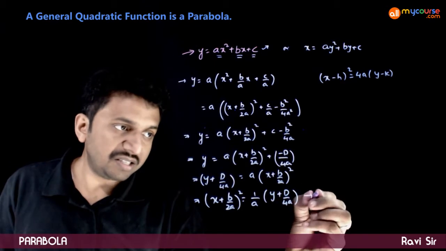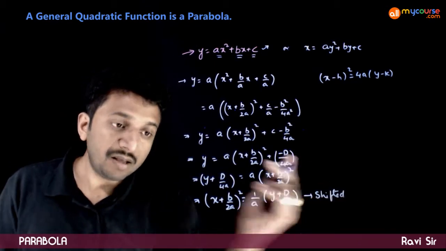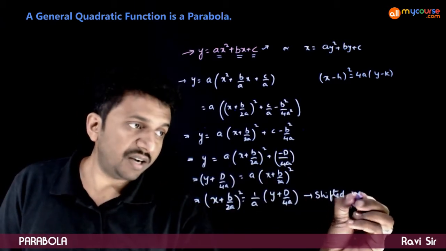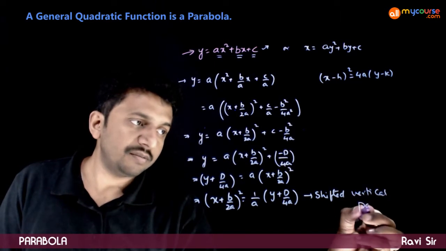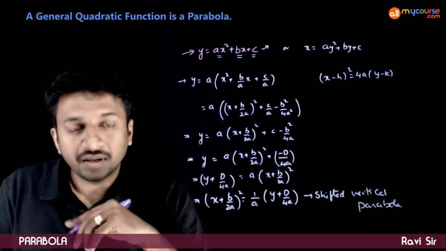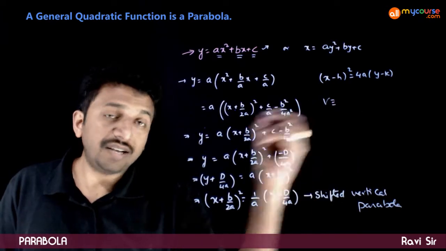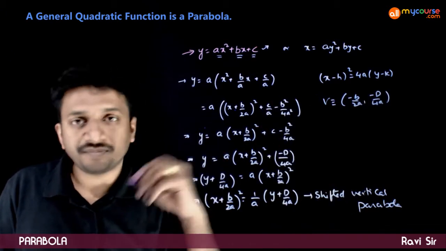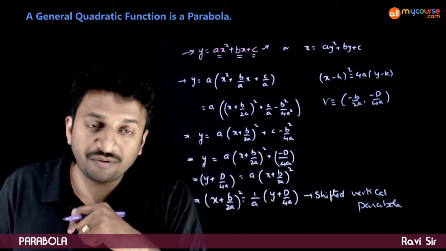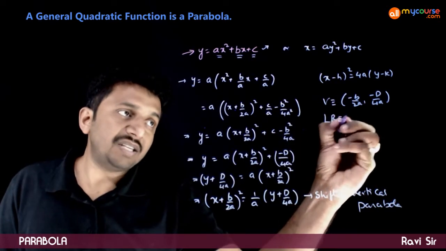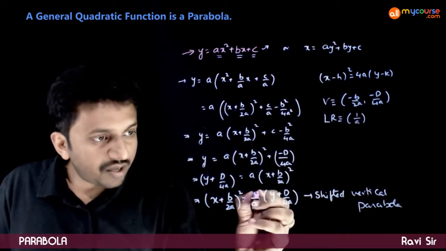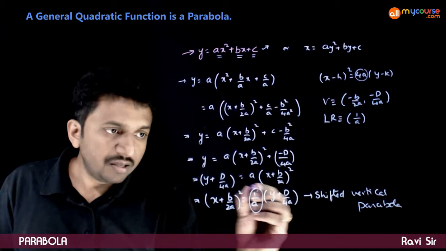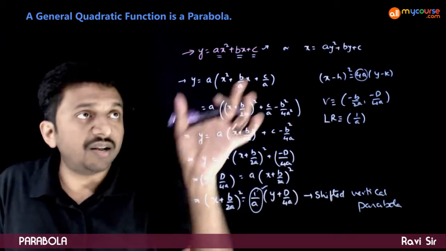So this is a shifted vertical parabola because the square is for x. The square is for x. Shifted vertical parabola whose vertex is minus b by 2a and minus d by 4a, and whose latus rectum is directly 1 by a. Whatever is the number before this y minus k is the latus rectum. So 1 by a is the latus rectum of this parabola.